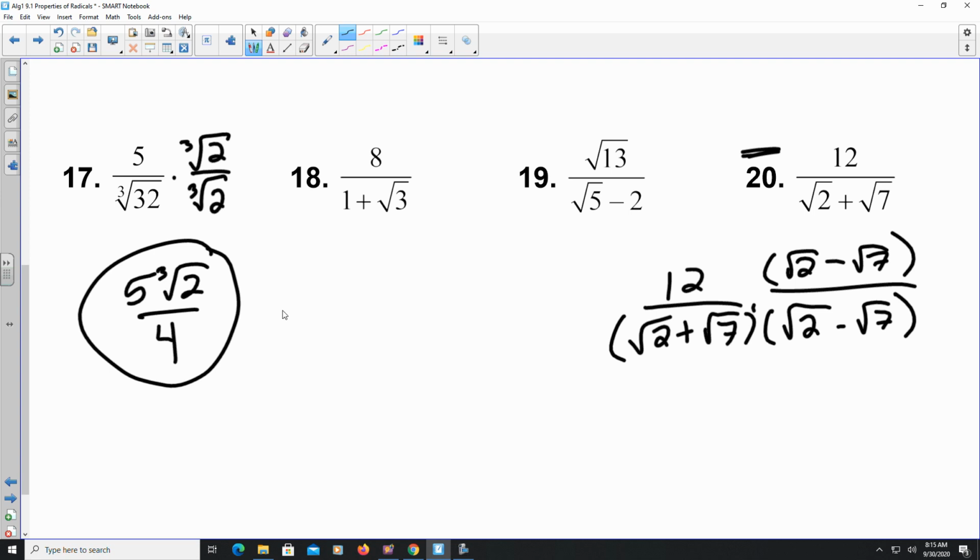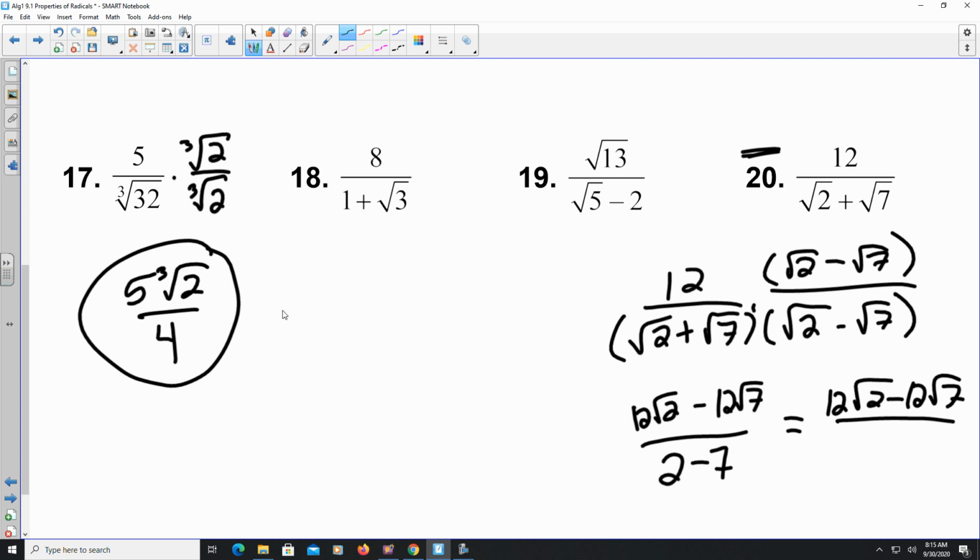So it's going to be divided by the same thing, both the top and the bottom. So this on the bottom turns into 2 minus 7. And on the top, it's 12 times square root of 2 minus 12 times square root of 7. And the top remains the same, 12 times square root of 2 minus 12 times square root of 7. And 2 minus 7 is negative 5.